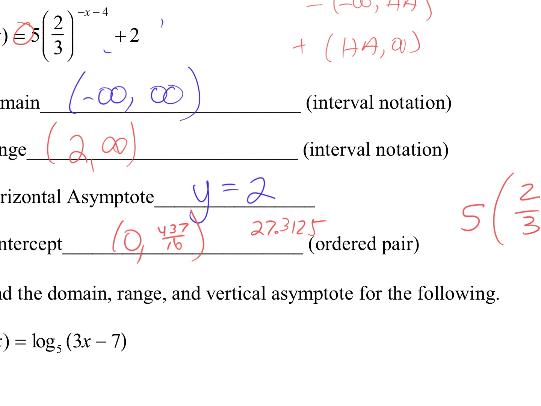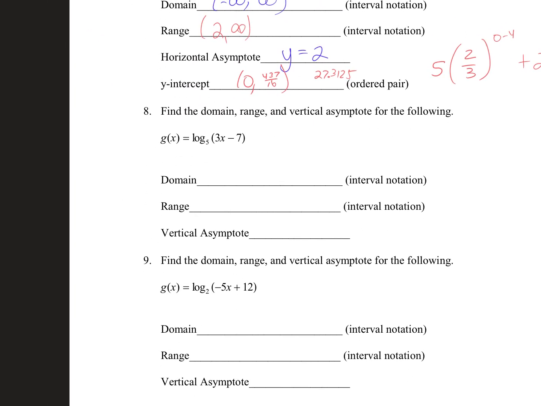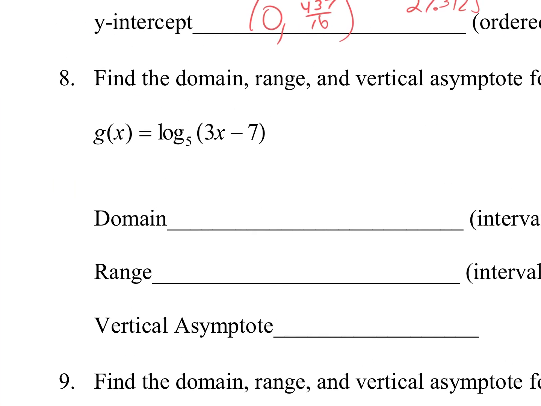All right, let's look at 8 and 9. 7 and 8 were exponential. What are 8 and 9? Logarithmic. What did we say at the beginning? Exponentials and logs are what of each other? Opposites. So this is a logarithmic function. It says log in it. So I know that my range is always going to be negative infinity to positive infinity.